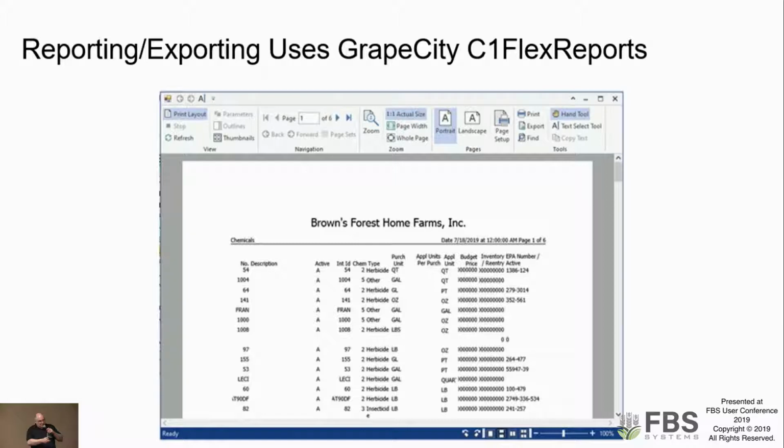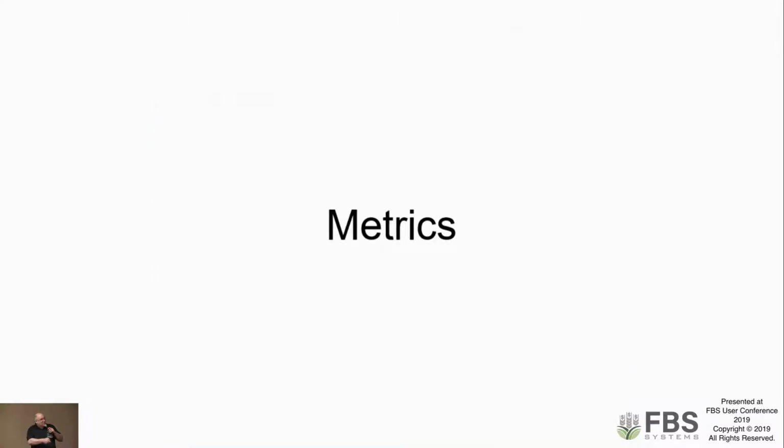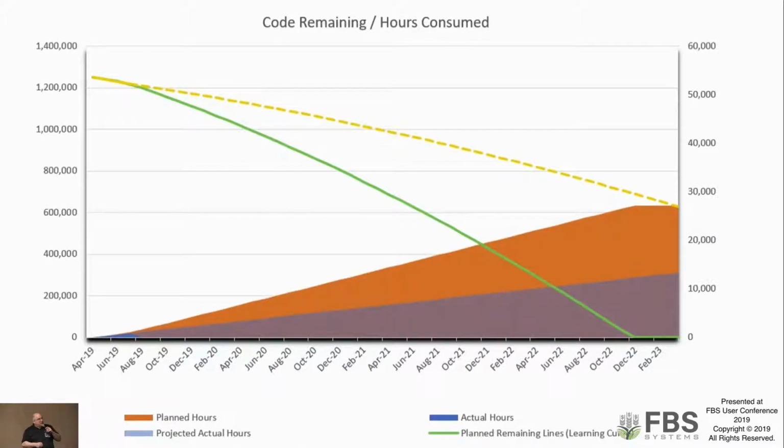I think I'm at the end. No, metrics. It's really of interest to the MASA folks, but we keep track of our projected completion date. Well, this is the planned line. This is the actual line, and then this is the projected line. This is our current staffing projection. This is the planned staffing projection.